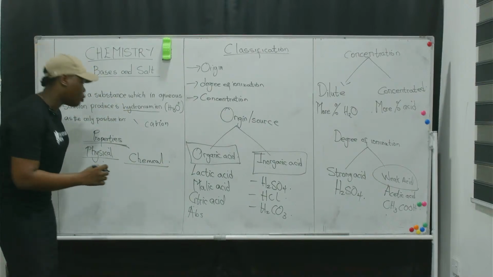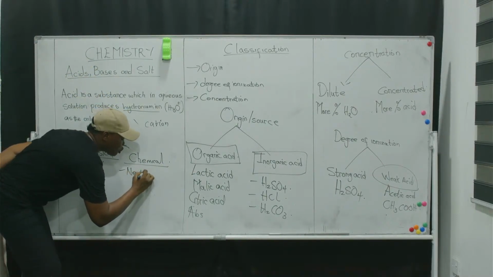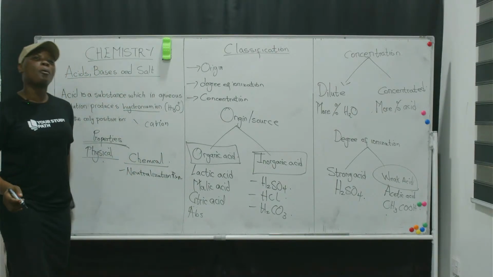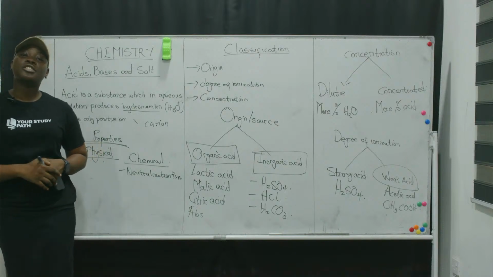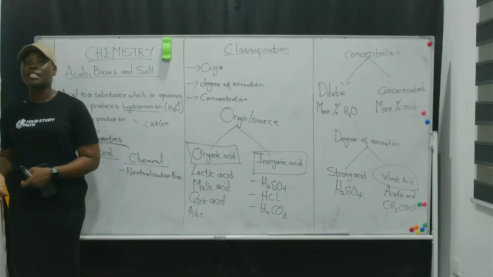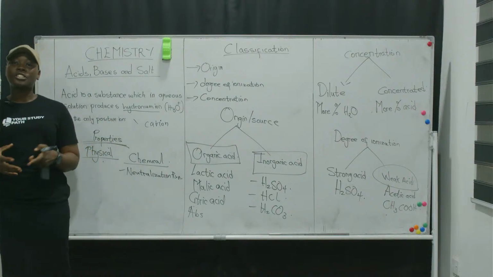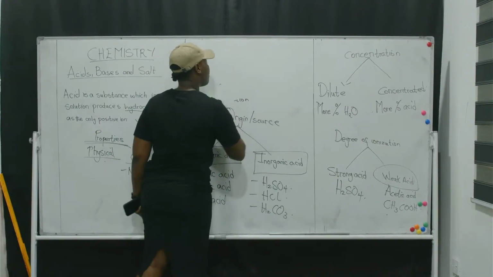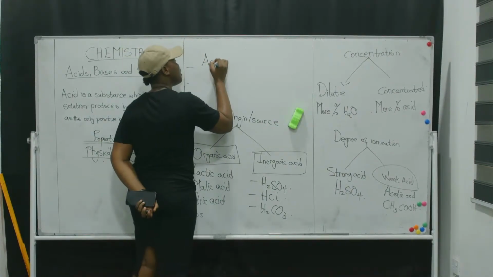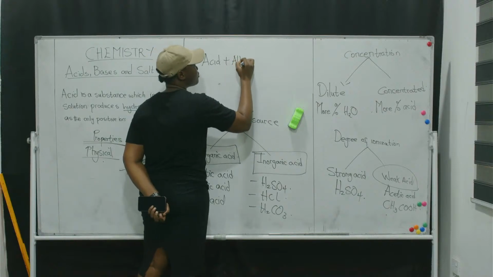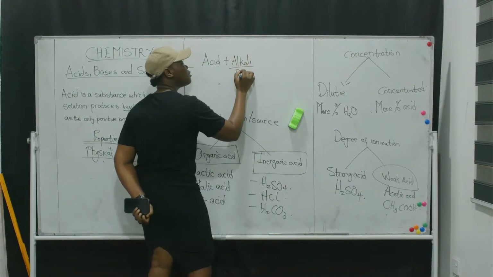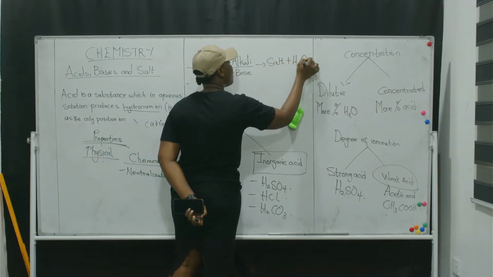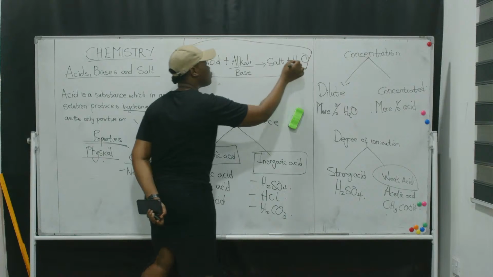I'm sure you know the term neutralization reaction. That's one of the chemical properties of acid. A neutralization reaction basically means the reaction of acid and base, or you say alkaline, to give salt and water. Acid plus alkaline, or you say base, gives salt plus water. This is what we call a neutralization reaction.